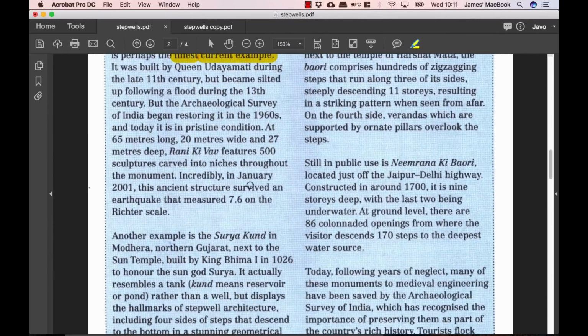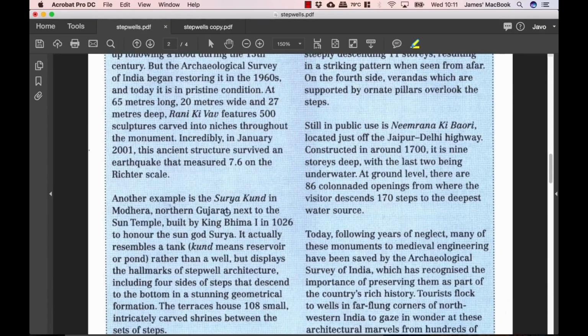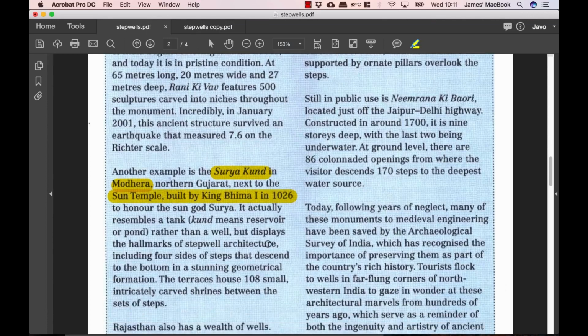Okay, example of a good well. Another example is the Surya Kund in Modhera, northern Gujarat, next to the Sun Temple, built in 1026. Also, sorry, I forgot to mention, underline any important numbers or dates as well, because that's often where questions and answers hide. To honor the sun god Surya.